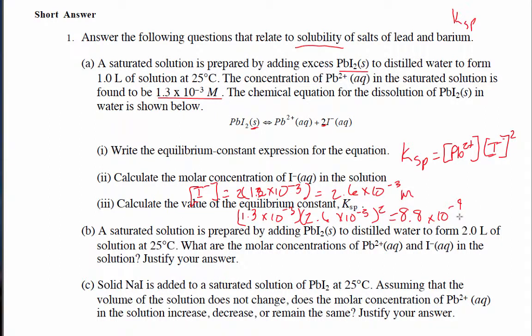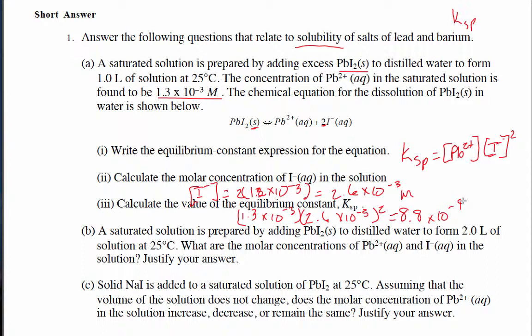Now, one of the things I want to point out to you here, take a look at this number. Notice it's times 10 to the negative ninth. That means it's extremely small. Remember we talked about the solubility of certain things and we said that they will be insoluble. This Ksp value is actually telling you that very, very, very little amount of this will dissolve in water.